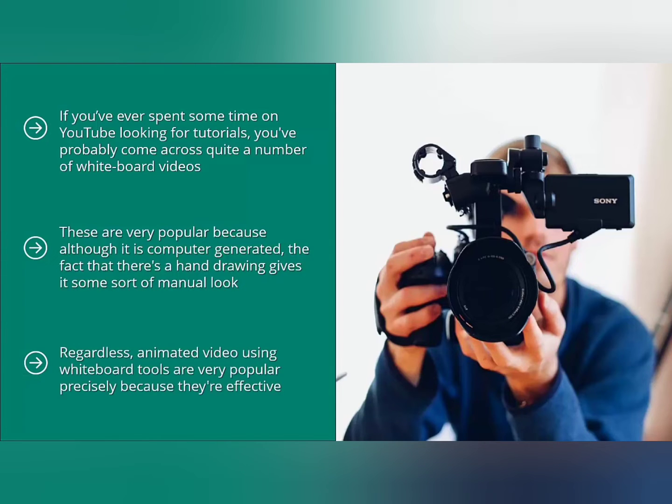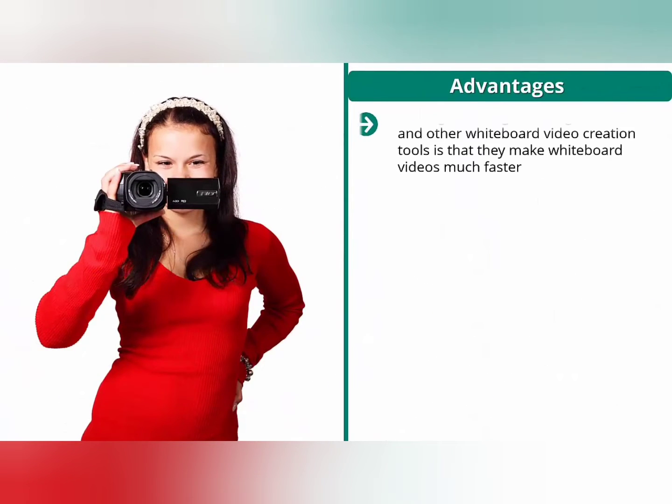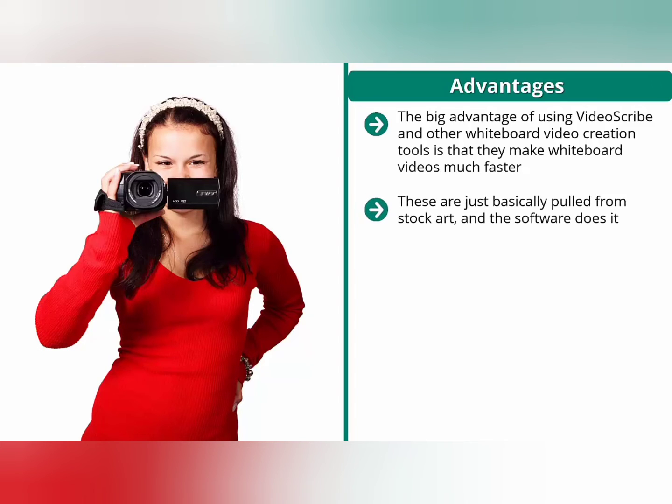Regardless, animated video using whiteboard tools are very popular precisely because they're effective. While you can create these without a voiceover, the more powerful ones have a voice track. These are usually used for explainer videos or for product reviews. Advantages. The big advantage of using VideoScribe and other whiteboard video creation tools is that they make whiteboard videos much faster. You can do a hand animation using your actual hand, but that's going to take forever. These are just basically pulled from stock art, and the software does it itself. It creates the illusion that it's drawing these pictures, but the pictures are actually preloaded.